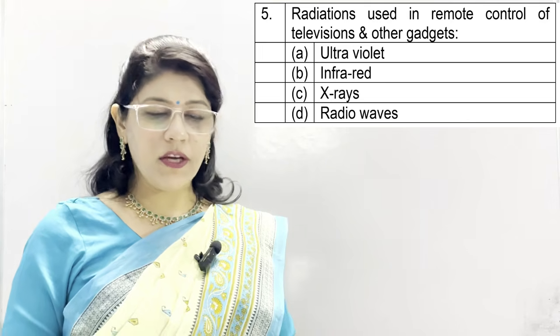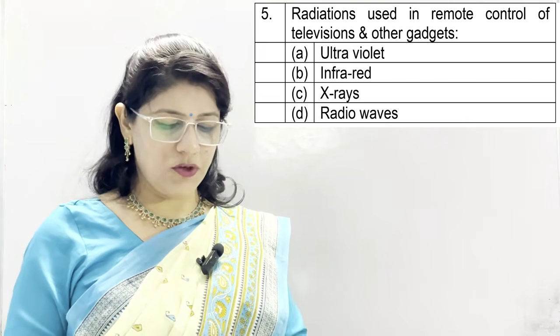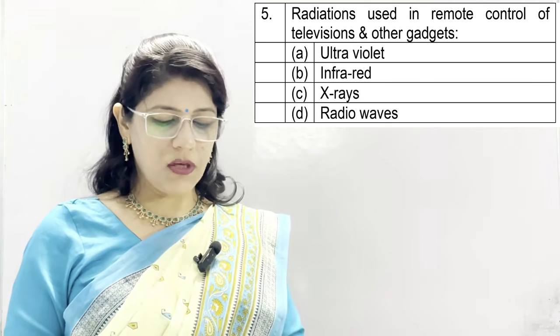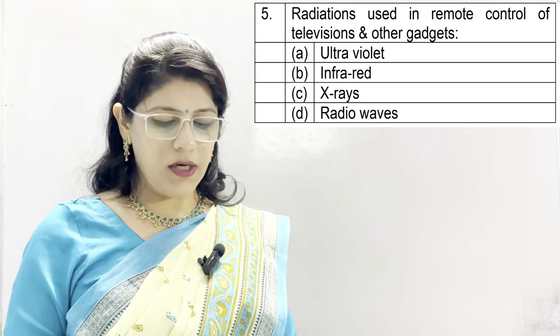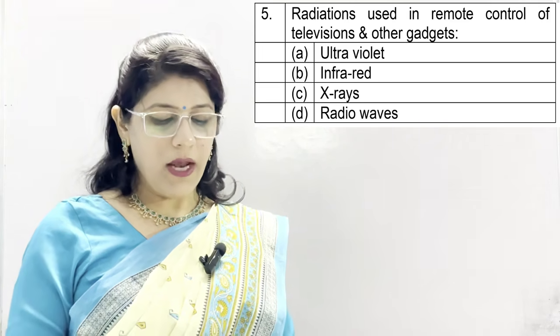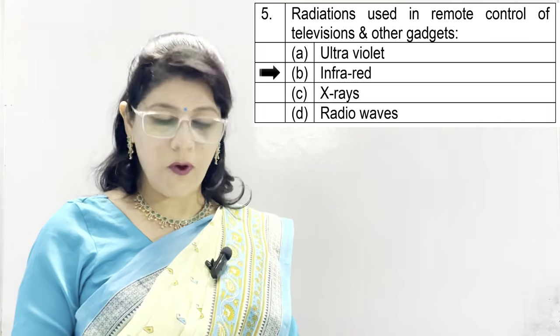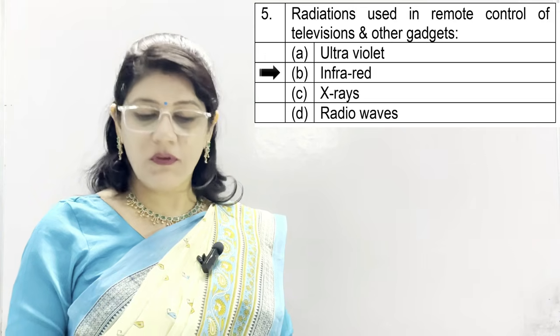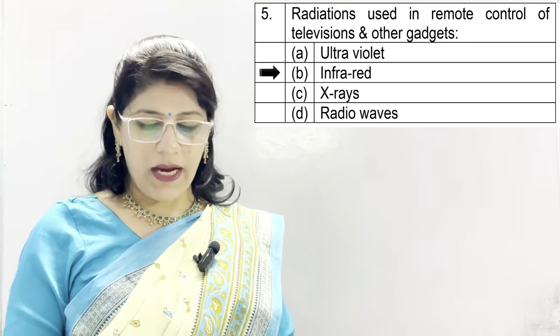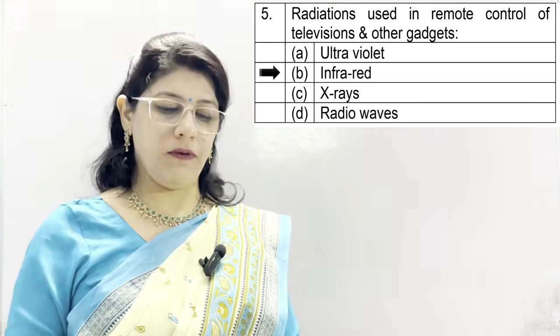Question number 5. Radiations used in remote control of televisions and other gadgets. Options given are ultraviolet, infrared, X-ray and radio waves. And the correct answer is option number B, which is infrared radiations, because they travel in a straight line with the speed equal to the speed of light and can be easily detected by the TV.